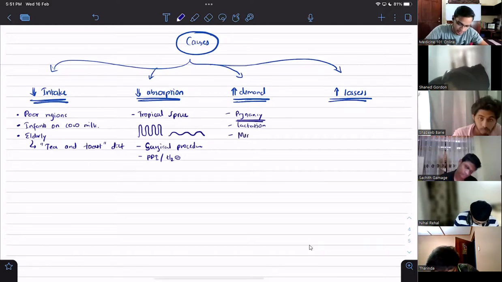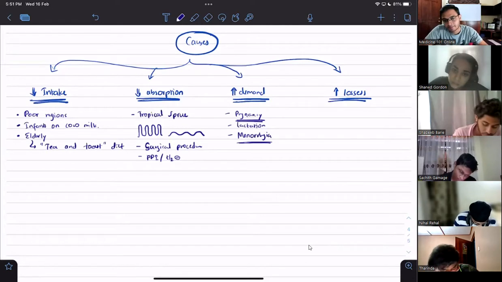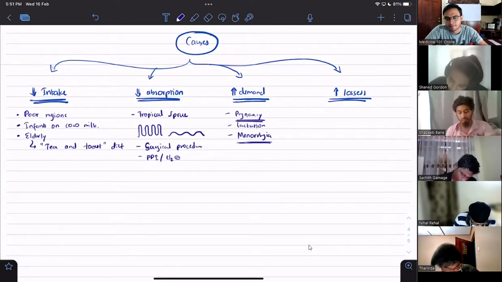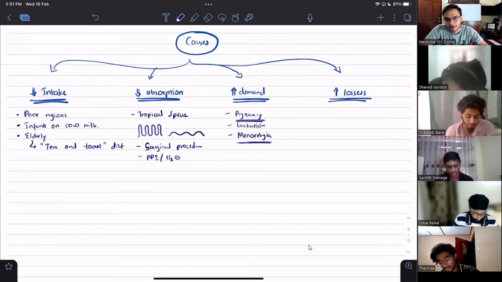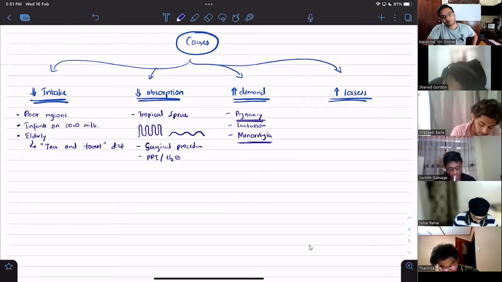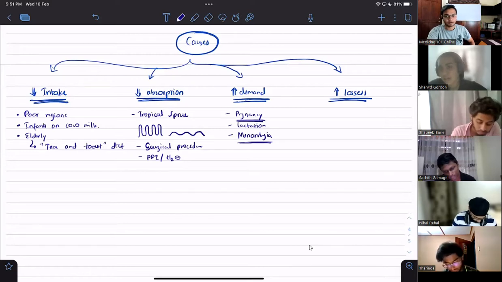And then menorrhagia. How is menorrhagia defined? How do we define menorrhagia? Greater than, what's the volume? In a normal menstrual period, what is the volume of blood lost normally?